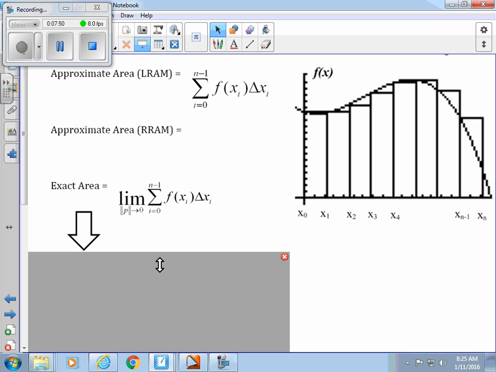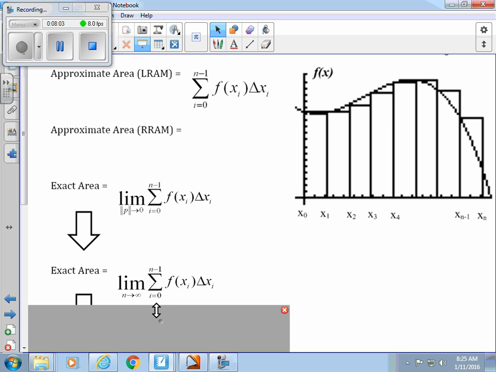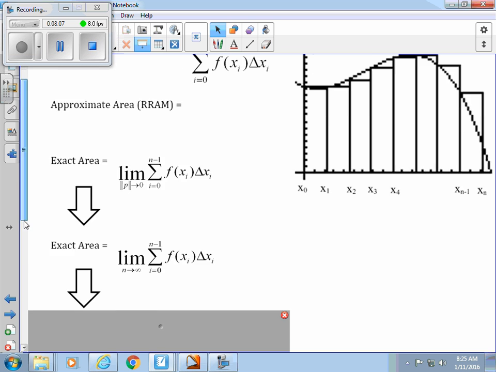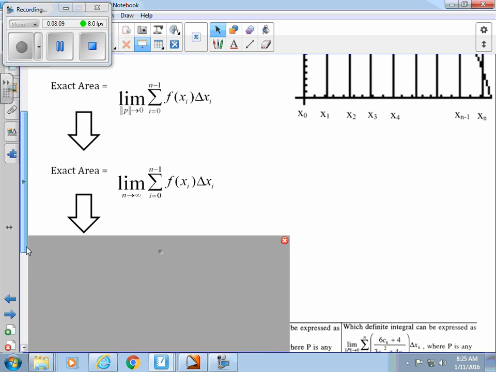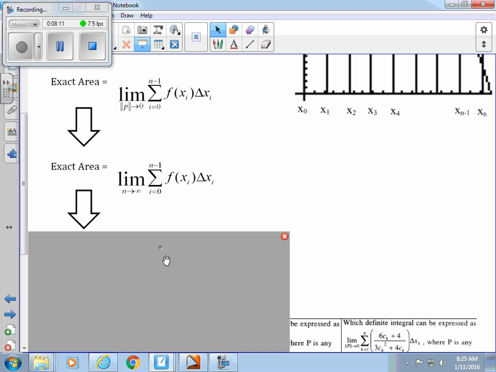Which could be different depending on where you're going, but for the exact area, they did the limit as the length of the partition goes to 0. That would be delta x going to 0. Then they rewrote it as n going to infinity. So we have options. The one we wrote down was for the right RAM.